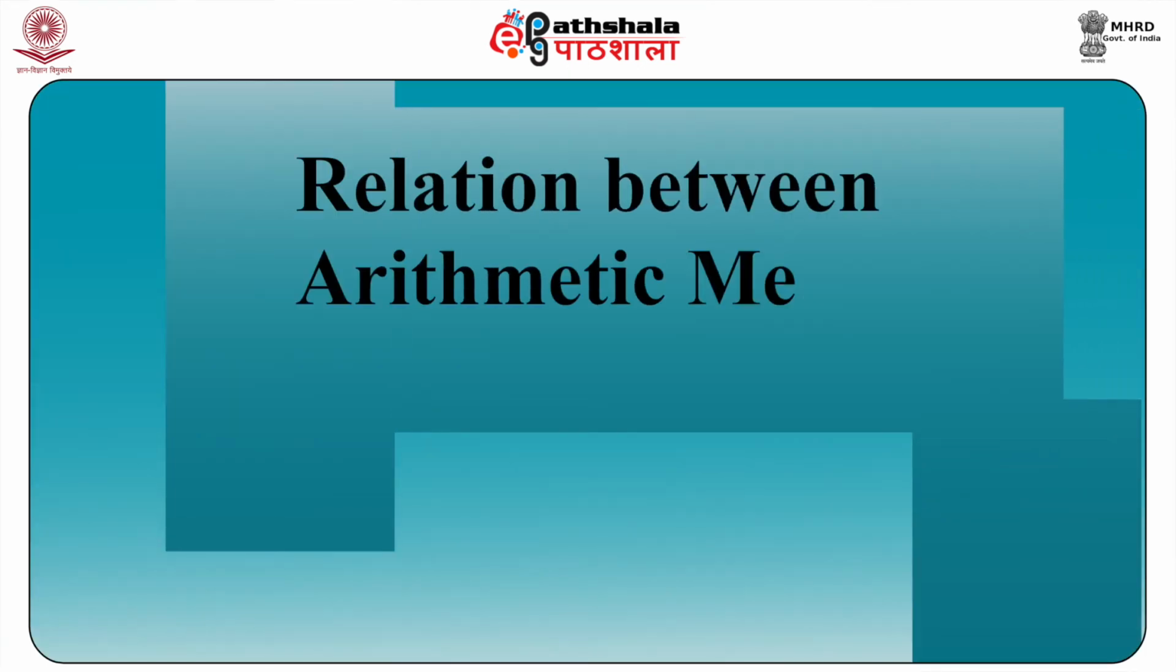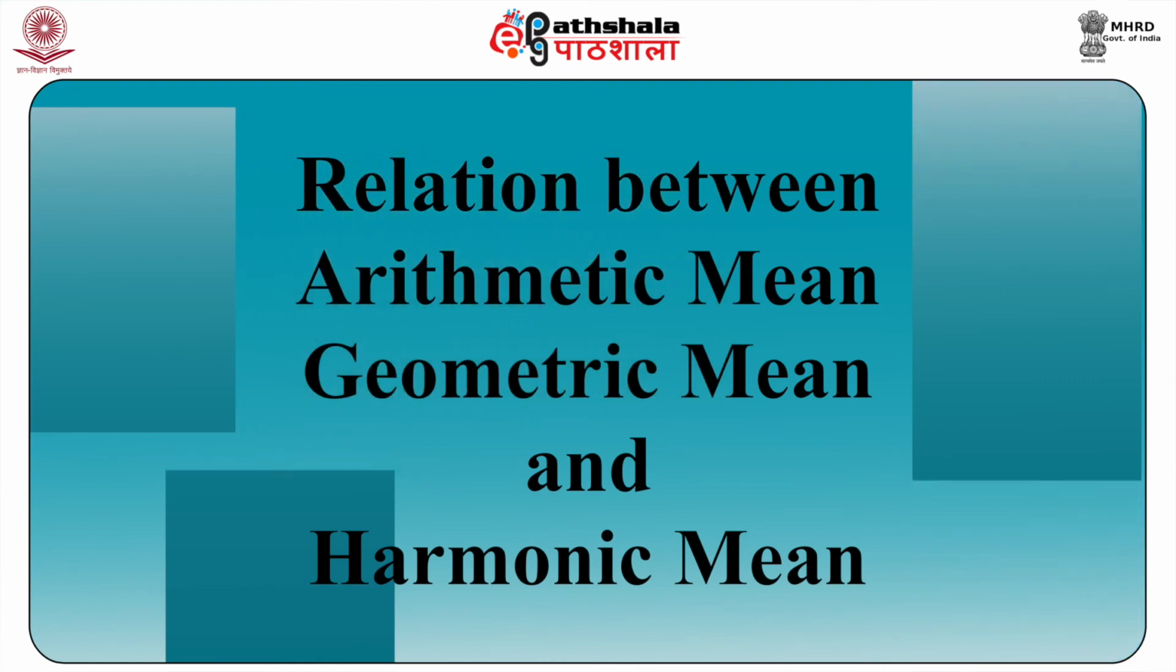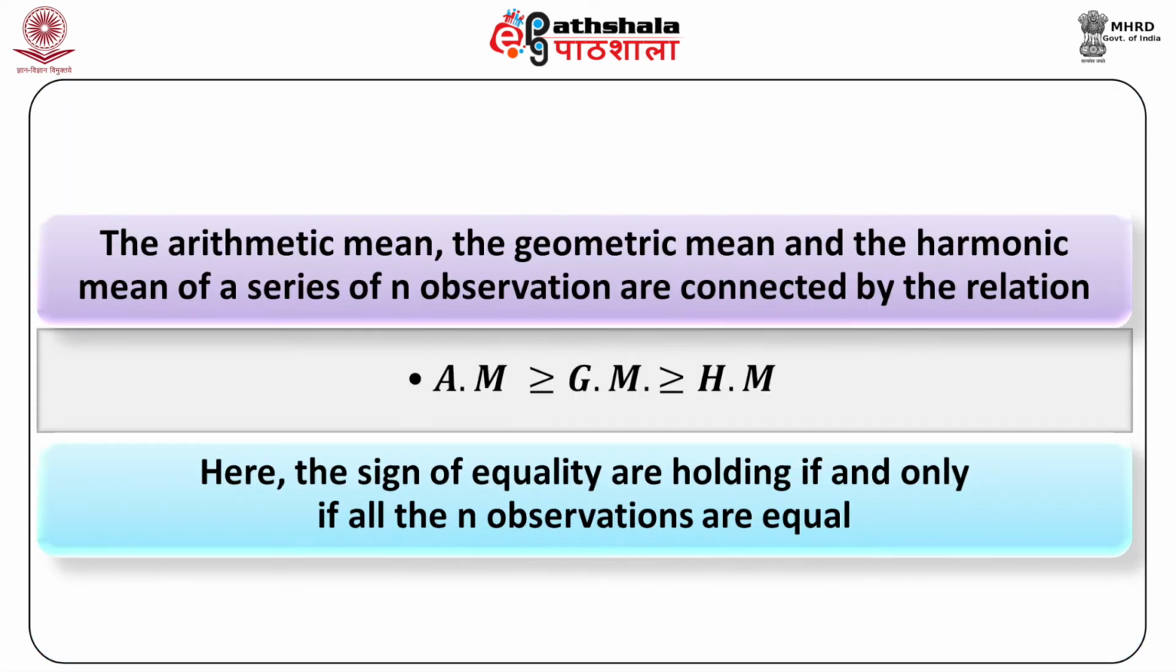Now with this, let us look at the relation between arithmetic mean, geometric mean and harmonic mean. The arithmetic mean, geometric mean and the harmonic mean of a series of n observations are connected by the relation: arithmetic mean greater than or equal to geometric mean, which is greater than or equal to harmonic mean. Here, the sign of equality holds if and only if all the n observations are equal.